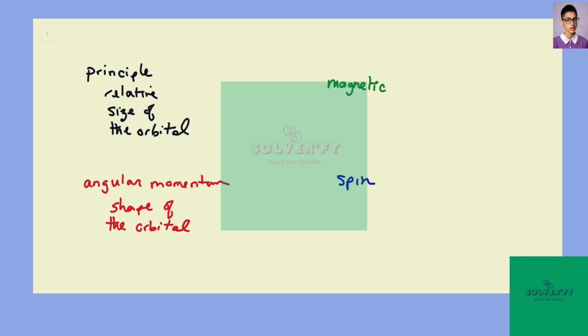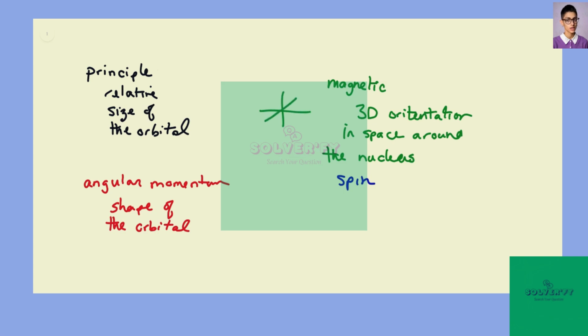The magnetic quantum number is talking about the 3D orientation in space around the nucleus. And just to make sure everybody knows what that's talking about, because I think sometimes that's a little hard to interpret. If we're saying that the nucleus is situated in 3D space at the center of an X, Y, Z axis plane, it's talking about where in this plane the orbital is situated.